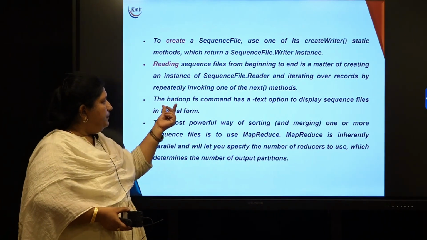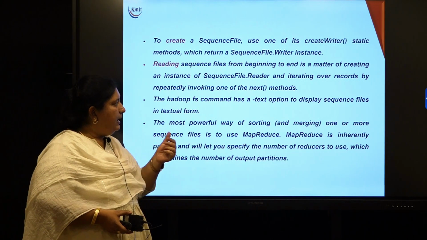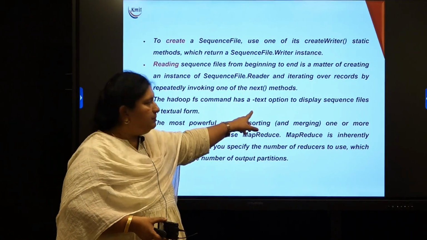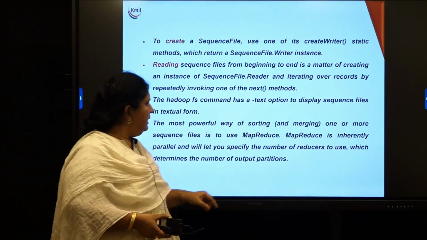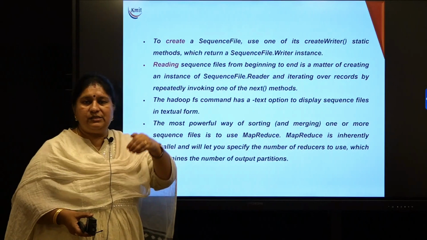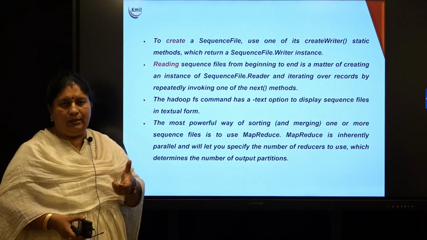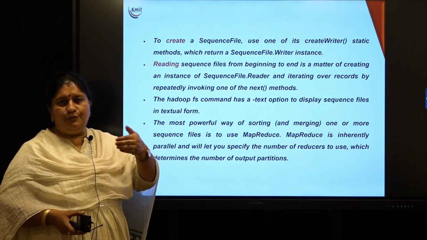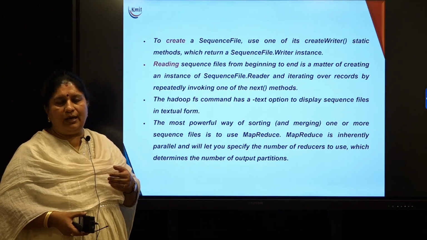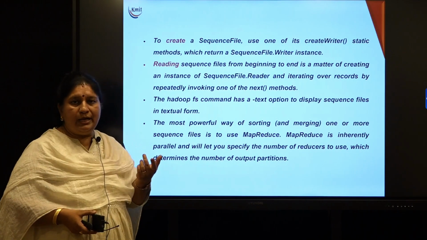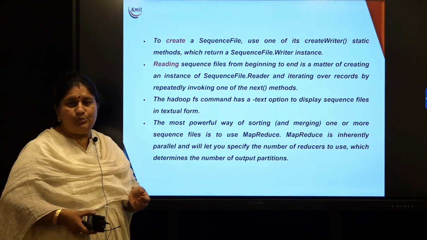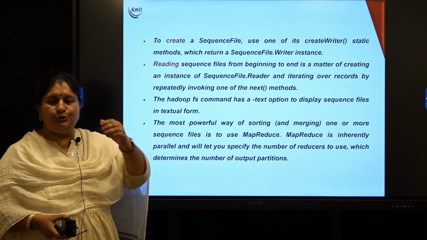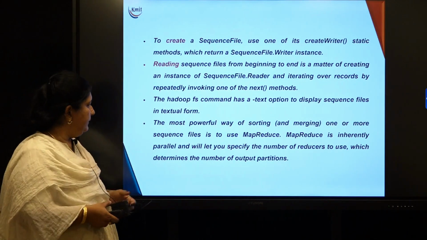And Hadoop file system has a command with a hyphen text option, we call it a switch in the command, which will display the sequence file content in text format. Otherwise you will see some special characters in the sequence file, but if you want to see the text content of that, whenever you are trying to show the content of a file, you have a switch option wherein you specify hyphen text, which will show you the file in the textual format.